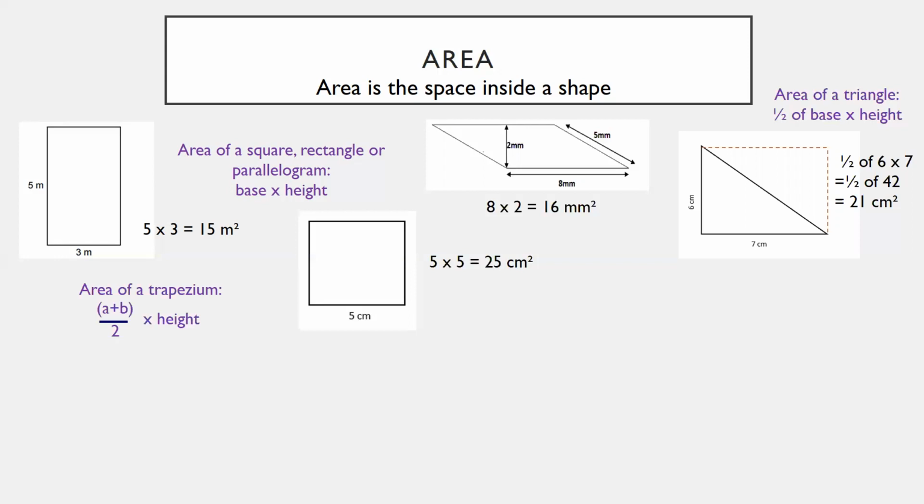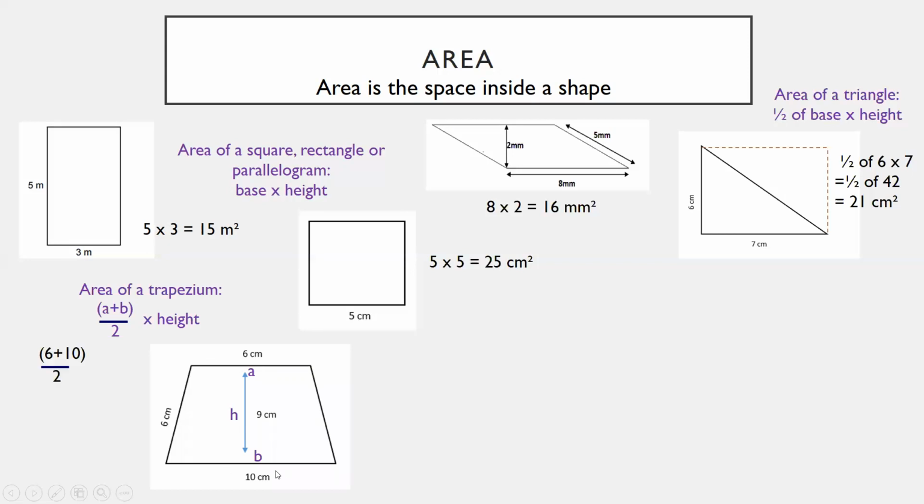Area of a trapezium. This one is a little bit more difficult. So we do A plus B divided by 2 and then times the height. So you've got a trapezium here, and I'm going to label the sides for you. So the top is A, the bottom is B, and up the middle is height. So A and B, just make sure they are always your parallel lines, your 2 sets of lines that never meet each other. So we need to do 6 plus 10, because that's the parallel lines, divide it by 2 and then times it by 9.